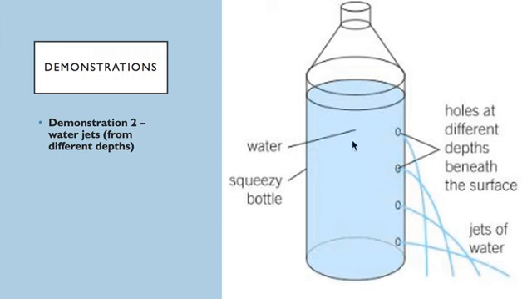And that's really what's demonstrated in this next demonstration here. So the same kind of thing, but apart from all of the holes being at the same height, you've got heights all different along the bottle. So the one at the top, because it's got less weight of water above it, comes out the slowest and goes not as far, and then that increases and increases until the one down the bottom, because it's got all of that weight of the water above it, comes out the fastest and so goes the furthest.